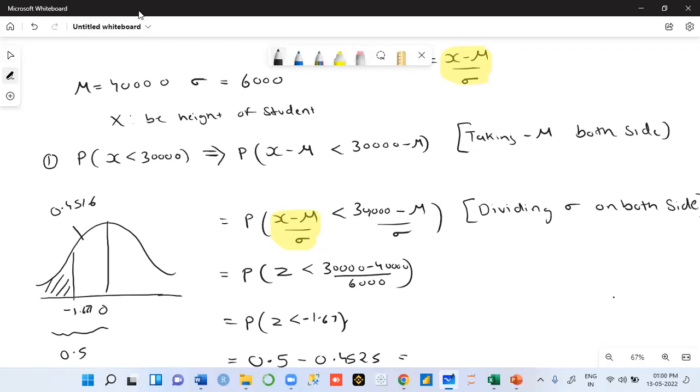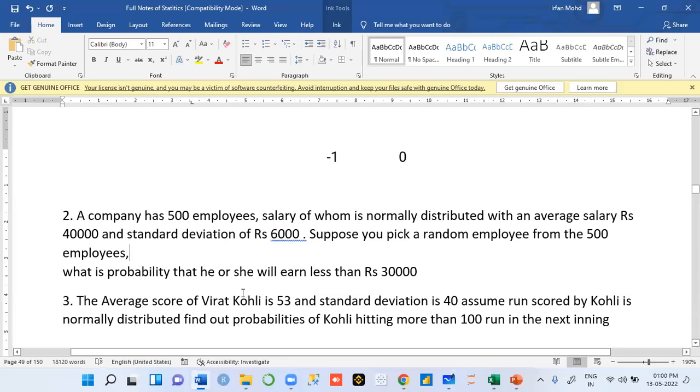Anisha, are you able to solve this one? Yes, sir, I'm doing. Okay, take your time. Last question you can solve by yourself.